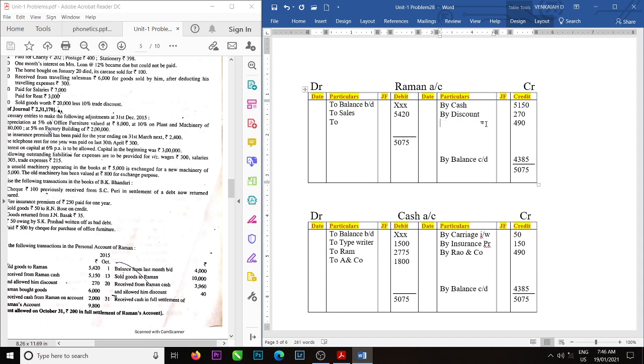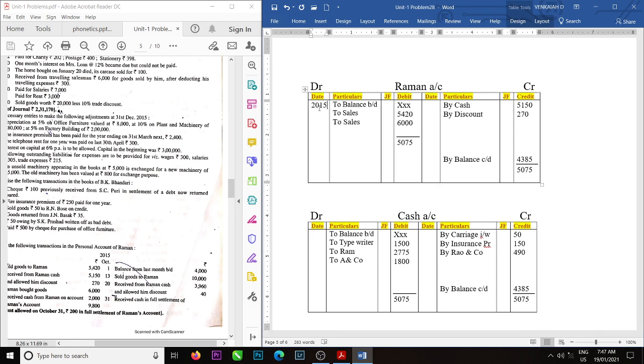Third entry is goods sold to Raman, 6000. Same: Raman account debit to sales account. You keep the general entries with you while I am posting this. 6000. Right, the date, this is September 1st.